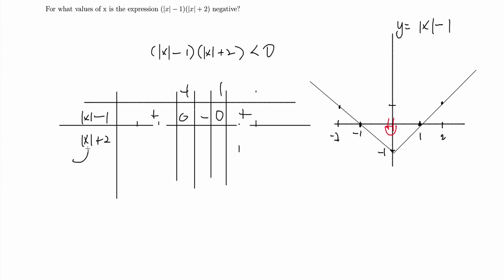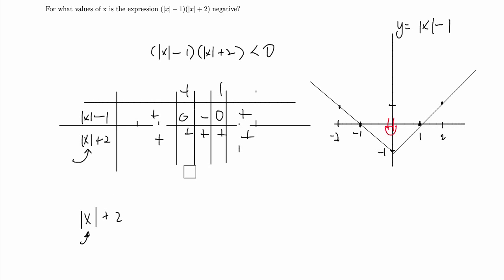So what about this? Is there any value I can put in here so that you get the absolute value of x plus 2 equal to 0? Well, absolute value is always positive, right? No matter what you plug in here, there's no way this can be 0. So this is actually always positive.